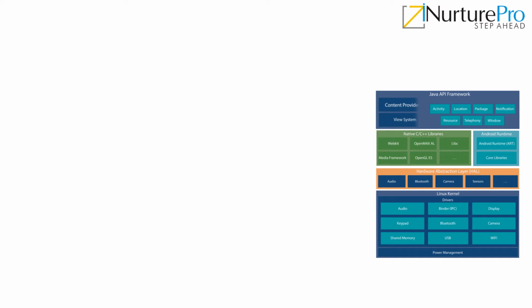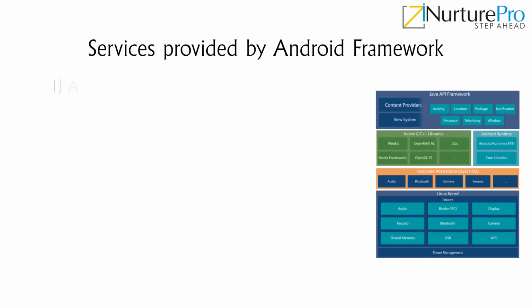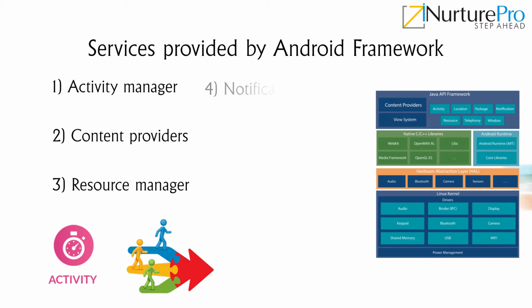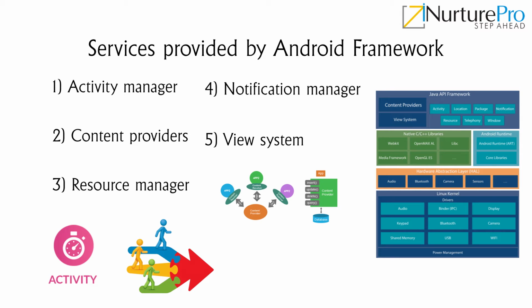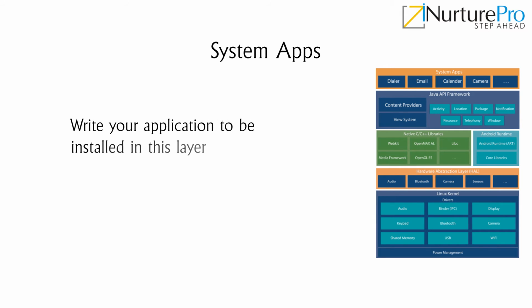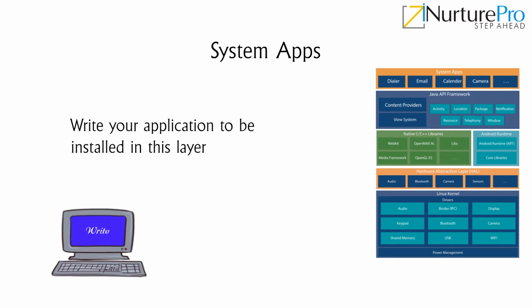Some of the key services provided by the Android framework include 1. Activity Manager, 2. Content Providers, 3. Resource Manager, 4. Notification Manager, 5. View System. At the topmost layer lie the system apps. It is in this layer that you will write your application to be installed. For example, contacts book, browser, games, etc.